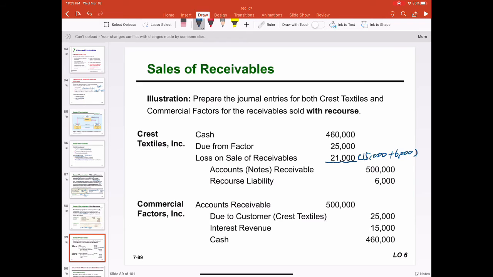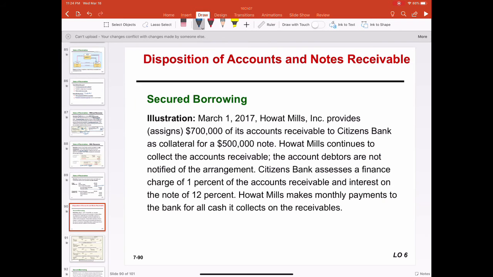And it also recognizes the liability. This may become a loss or not. Okay. And for the commercial factor, there is no change. Next is secured borrowings.